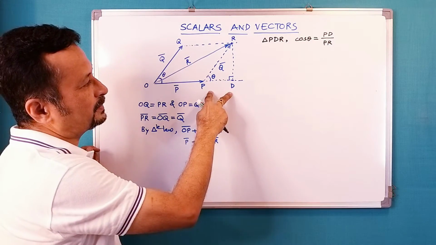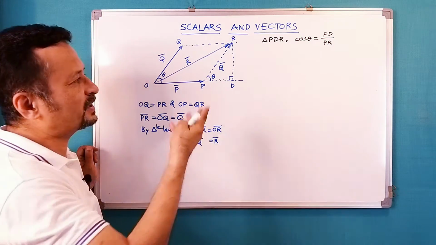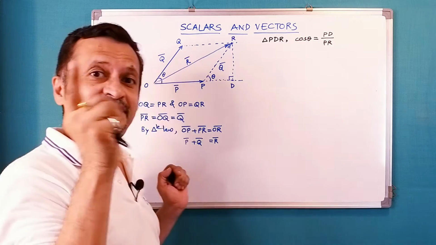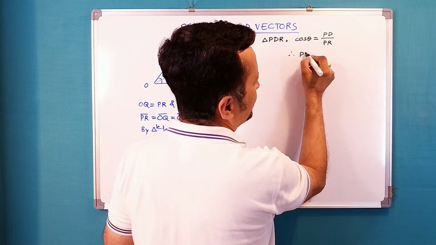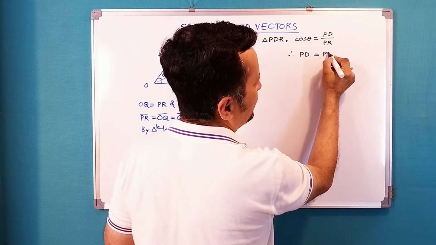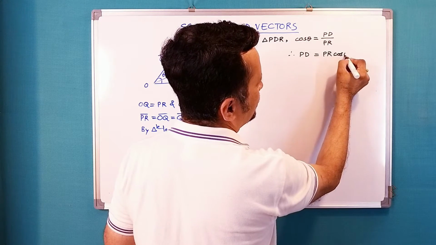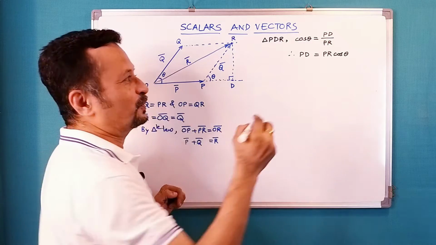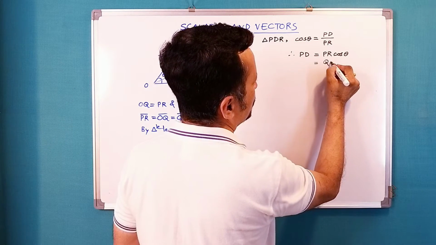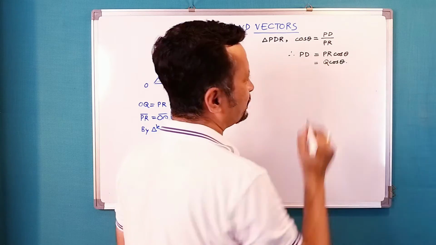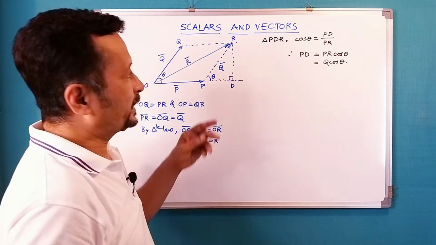Now what is my PD? I don't know. That is something that I constructed. But then PR, yes, I know PR. So I can say therefore PD is equal to PR cos theta, and PR is nothing but Q, correct. Q is the magnitude of vector Q bar. So PD is Q cos theta. Okay, all right.